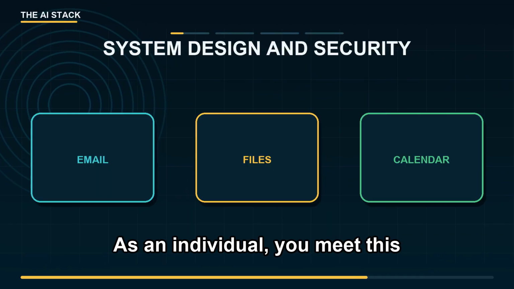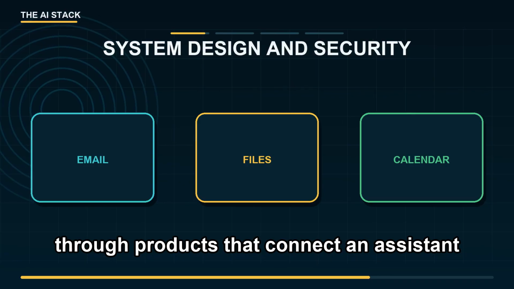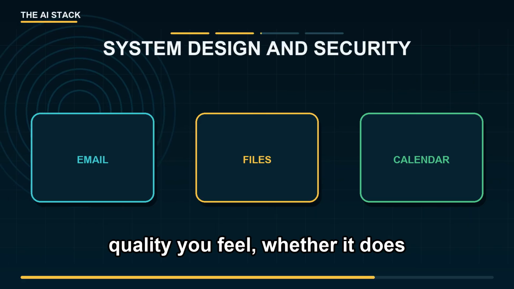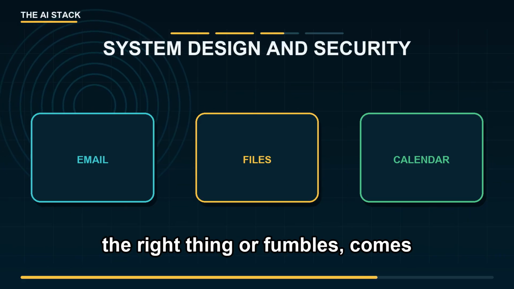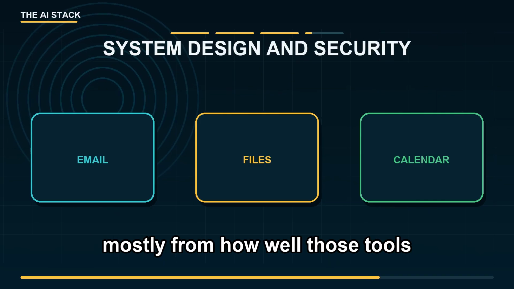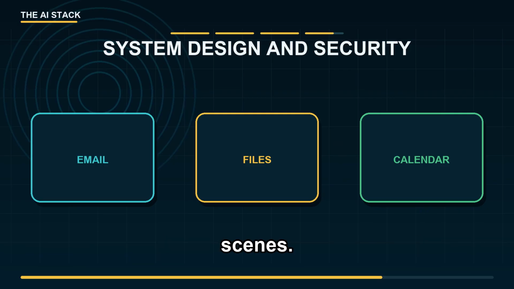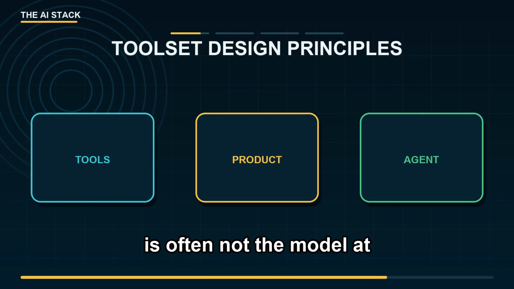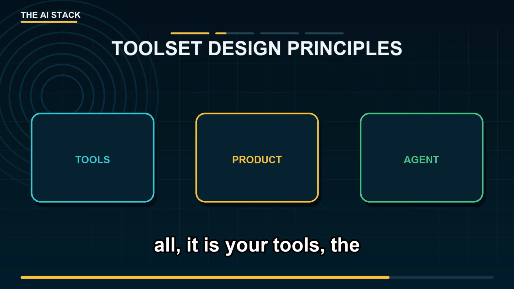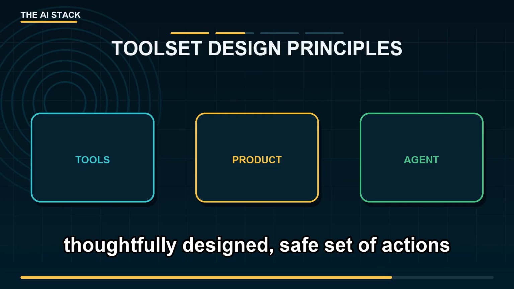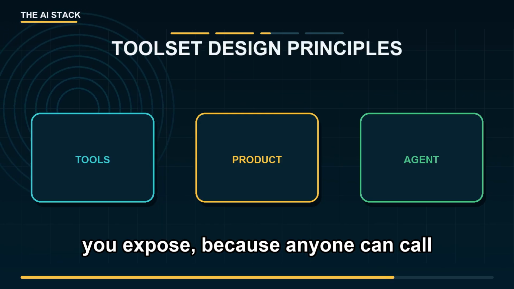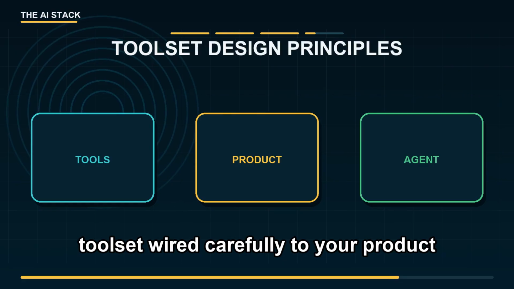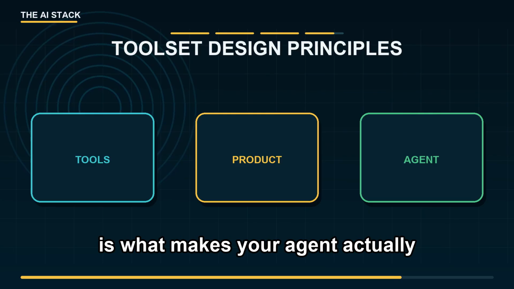So how does this land depending on who you are? As an individual, you meet this through products that connect an assistant to your real accounts, your email, your files, your calendar, and the quality you feel, whether it does the right thing or fumbles, comes mostly from how well those tools were designed and guarded behind the scenes. As a startup, your real moat is often not the model at all. It is your tools, the thoughtfully designed, safe set of actions you expose, because anyone can call the same model. But a clean tool set, wired carefully to your product, is what makes your agent actually useful.